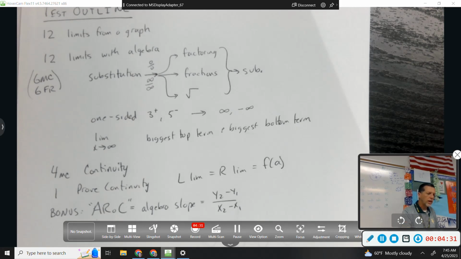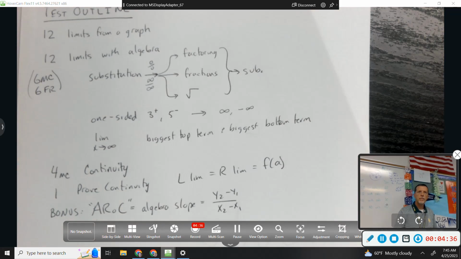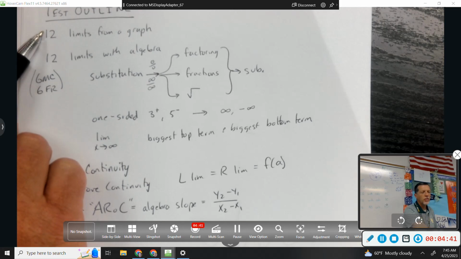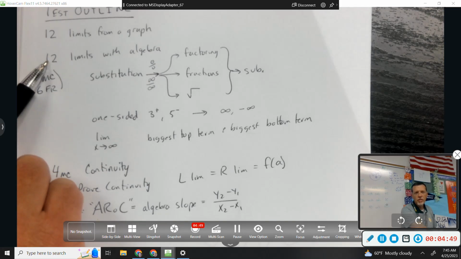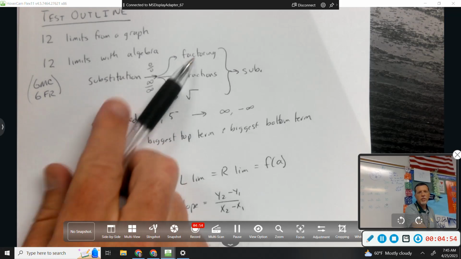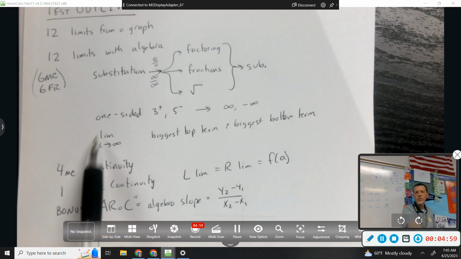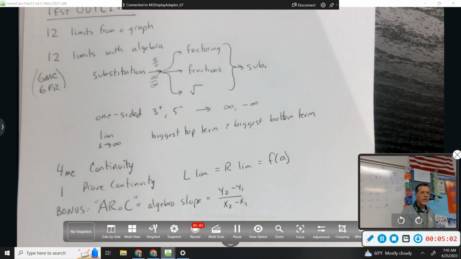It should add up to 29: 12, 4, 12, 1. It's not a block day class, but these first 12, those go super fast, right? That's just looking at the picture and picking off the right value. Some of these 12 go quick if the substitution works right away. Others take a little more time if you're stuck doing some algebra stuff. The one-sided ones and the infinity ones usually don't take long if you know what you're doing. So I don't think time will be a problem. That's my hope anyway. Any questions about any of those?